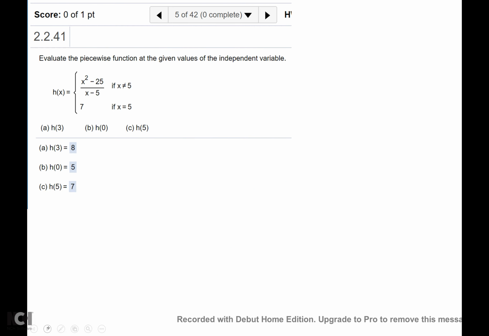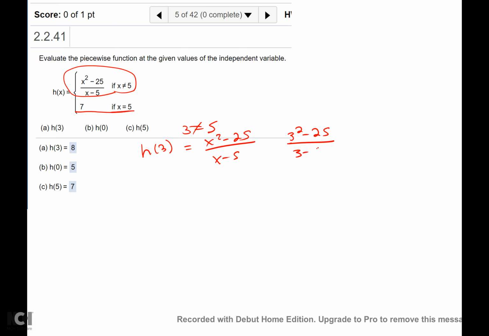All right, evaluate this piecewise function at the given values of the independent variables. This one says if x isn't 5, you plug it into the top one. If x is 5, you get 7, no matter what. So to find h of 3, 3 is not 5, so I'm using x squared minus 25 over x minus 5, and I plug it in, 3 squared minus 25 over 3 minus 5. That'd be 9 minus 25 over a negative 2, 9 minus 25 is negative 16, divided by negative 2 is positive 8. So h of 3 is 8. That would pass through 3, 8.